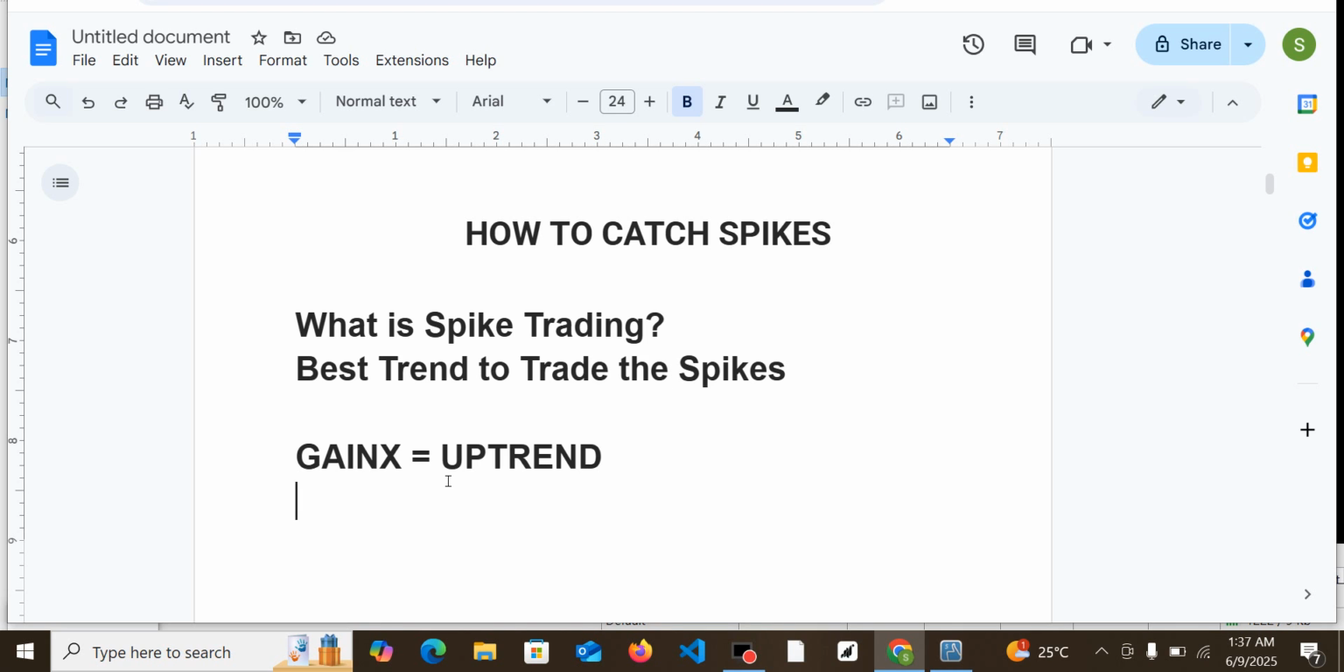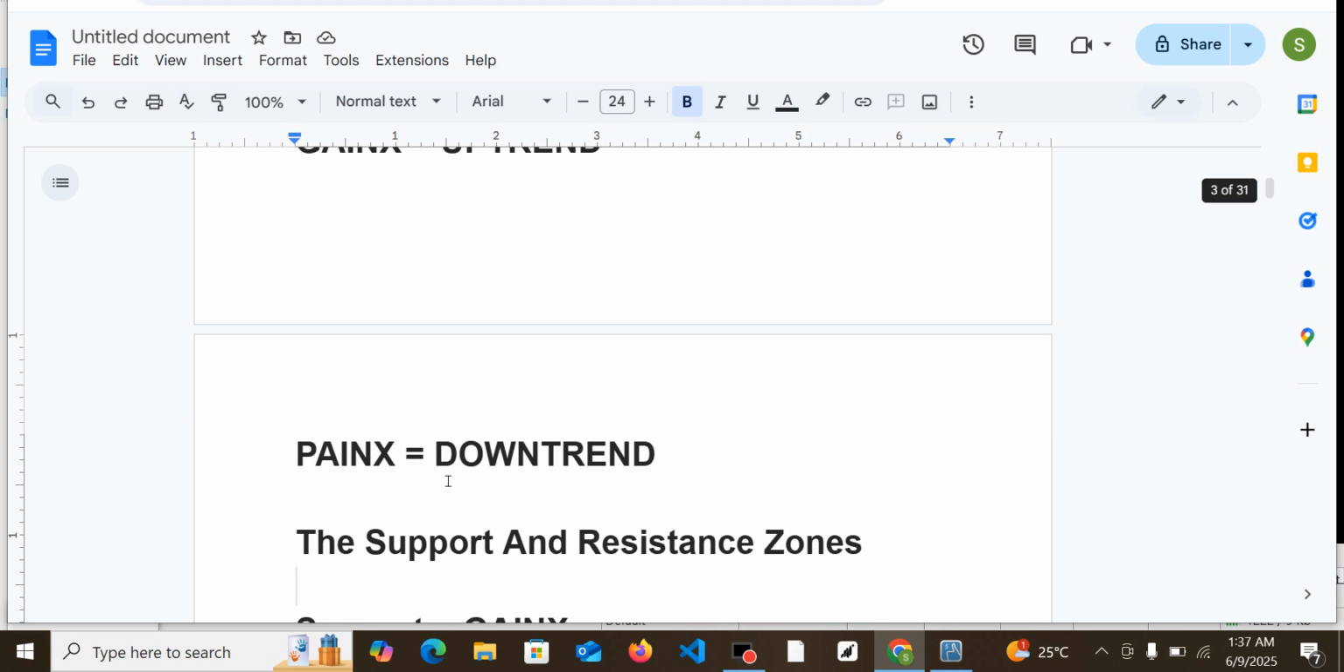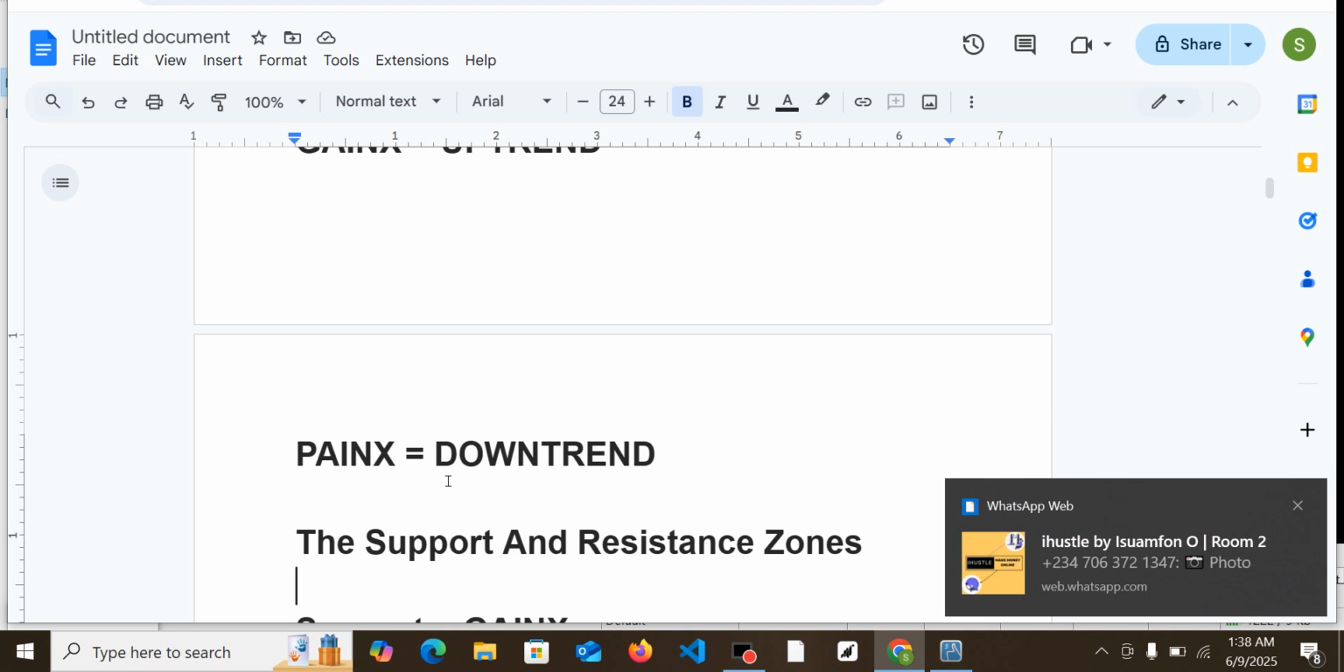And if it is PainX, the market must be on downtrend. So if you target trading spikes under PainX when the market is on downtrend, you're going to be able to trade a lot of spikes within this region, and you're going to love every bit of it. It is also important for you to understand the support and the resistance zone, where you should pick up your spikes. The support and resistance zone will show you when the spikes will happen.